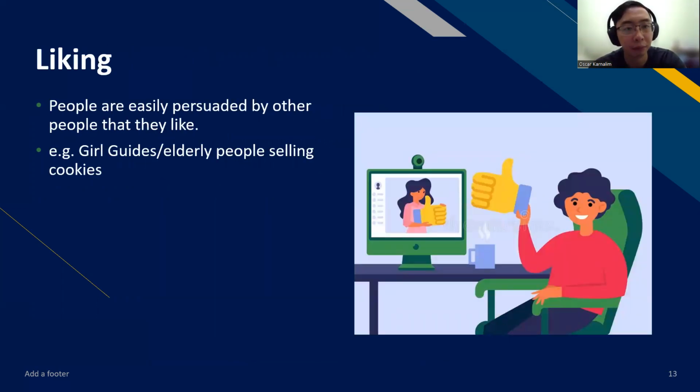The next one is liking. So people are easily persuaded by other people that they like. So that's why now we often see that influencers promote products or services, because when influencers promote products or services, people will follow them because people already like them and they will indirectly like the things that they offer, like products or services.